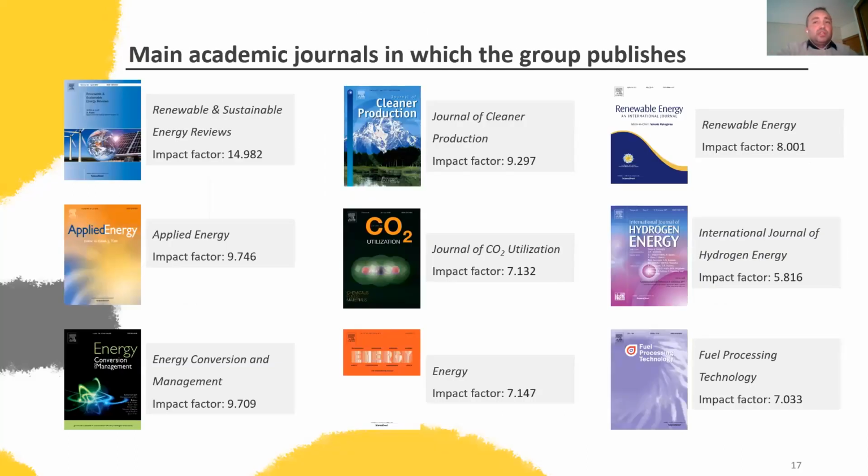With this kind of work, we publish in a lot of well-known journals. As you can see from here, it's very focused on energy topics, and also on providing clean environmental solutions. So we submit a lot of papers to Cleaner Production, Renewable Energy, Applied Energy, and Energy Conversion and Management. It's the kind of journal where I try to have all my students publish, because it's a very good way to disseminate our work.